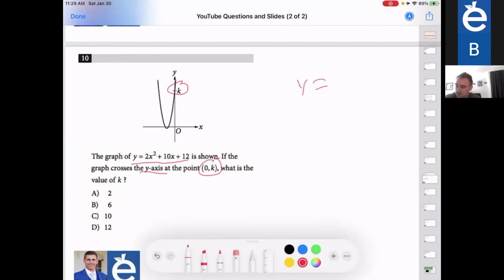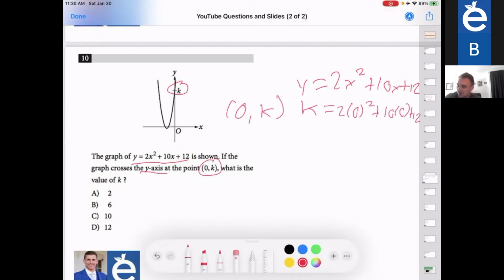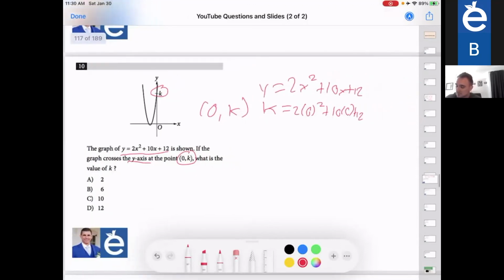I have y is equal to 2x squared plus 10x plus 12. I'm plugging in this coordinate 0, k. K now becomes my y value, so k is equal to 2 times 0 squared plus 10 times 0 plus 12. Let me rewrite that a little bit here.